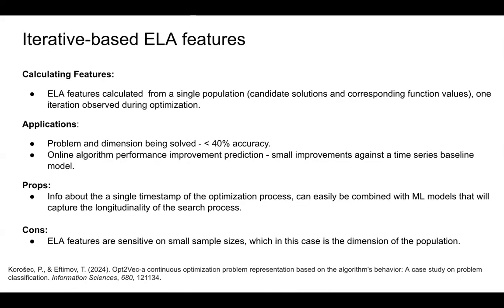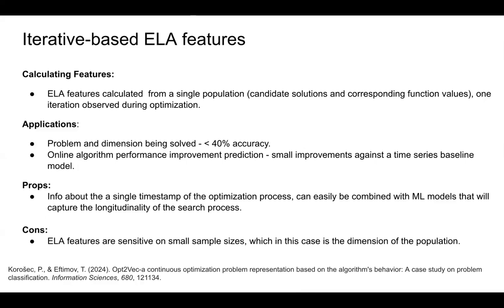And then we go to another one, which we call iterative-based ELA, because you want to do time series, more fair benchmarking at the end when you are proposing new features. The idea is, again, not only a timestamp, but when your algorithm is working, for example a population-based algorithm, all the different populations which are generated through the trajectory, you calculate ELA features on each separate iteration. The positive thing is that it gives information about a single timestamp of the optimization process, and can easily be combined with a recurrent neural network, transformers, LSTM models, because you are caring about the longitudinality, and then you need to put something on top.